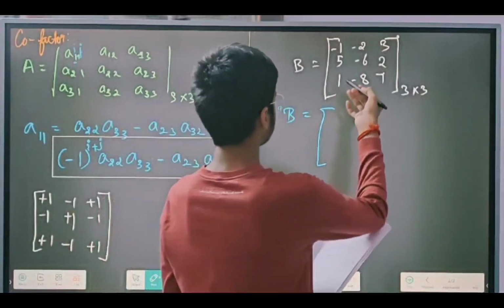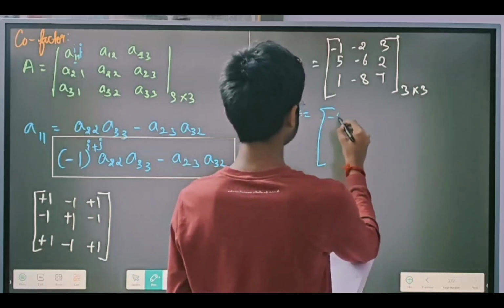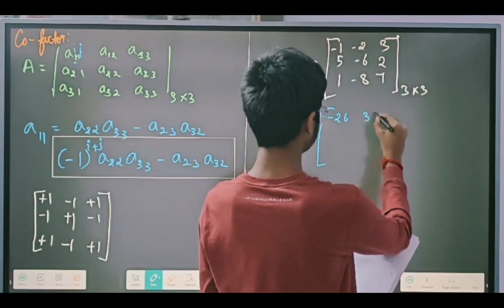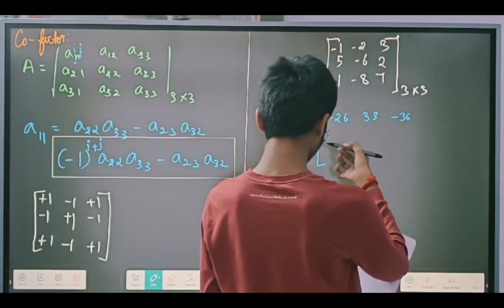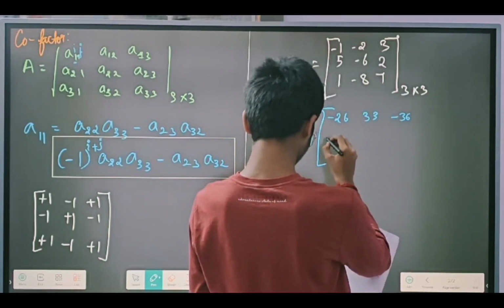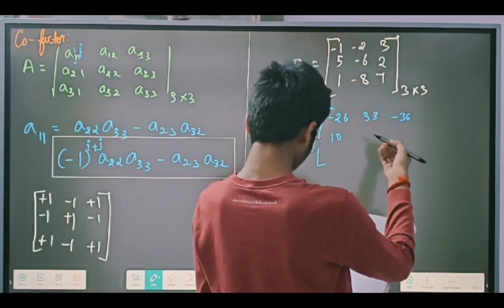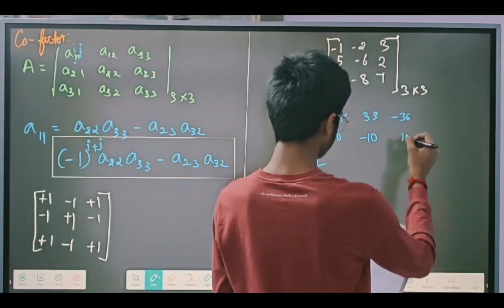So first, the A11 value is going to be minus 26. Then the A12 value is going to be 33. The A13 value is going to be minus 36. The A21 value is going to be 10. Then the A22 value is going to be minus 10. The A23 value is going to be plus 10.